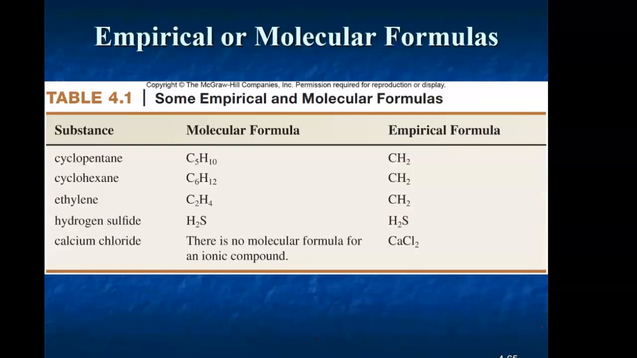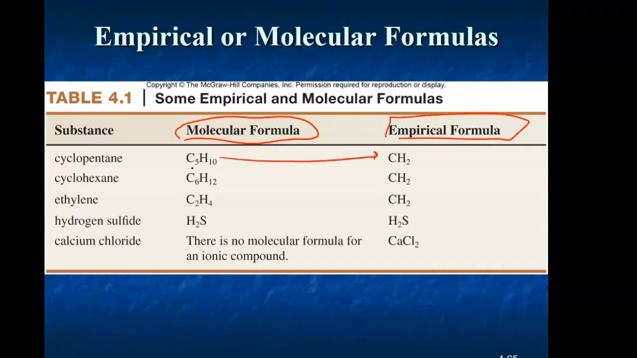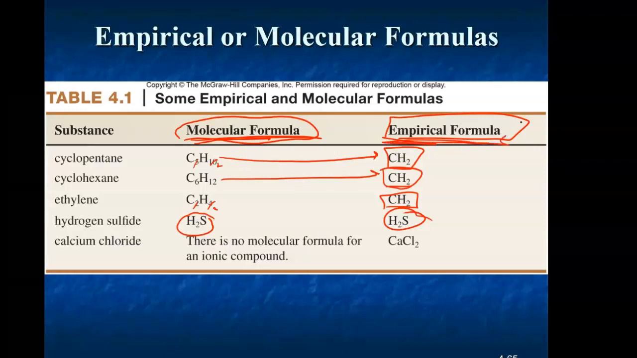So let's look at a couple more of these. If I simplify C5H10, which is the molecular formula, the way it exists in nature, the empirical is the simplest way you can write it. All we did was cross that out and make it a 2. Same thing here: all three of these have the exact same empirical formula. They're not the same molecule, but when we simplify them, they simplify to the same thing. But if we look at hydrogen sulfide, we can't simplify it, so its molecular formula and its empirical formula are the same.